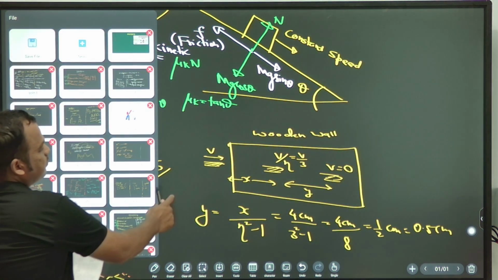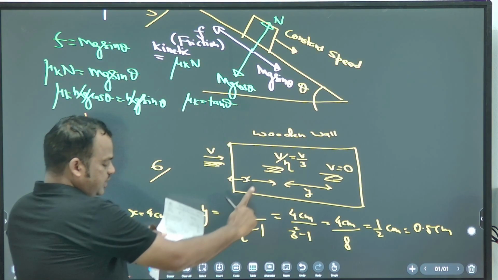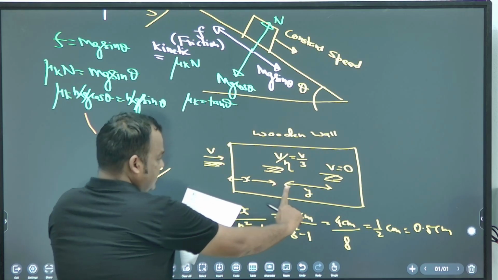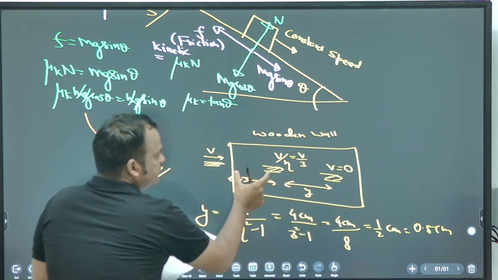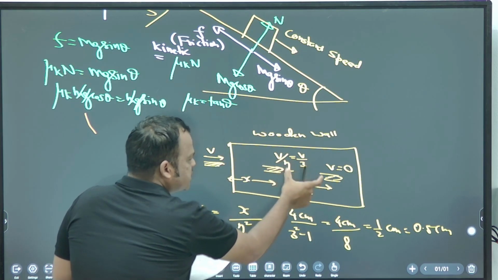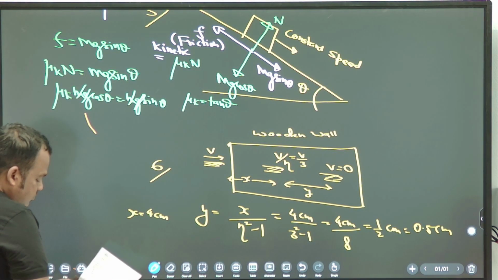So they are asking the bullet stops completely after traveling 4 plus x. They are calling this as x. So that is 0.5, correct? 4 centimeter plus some extra distance. So 0.5.